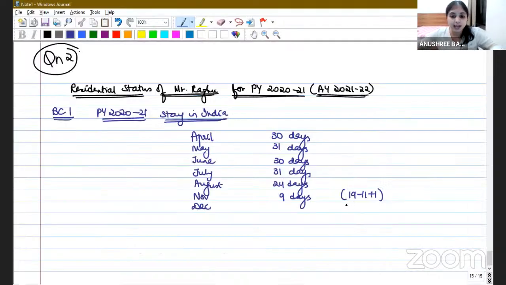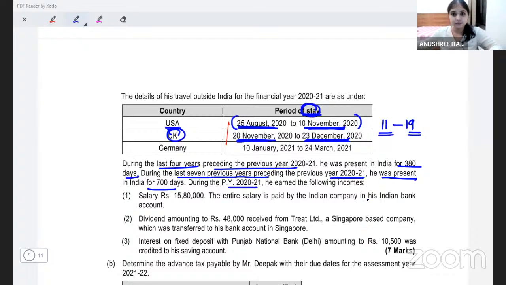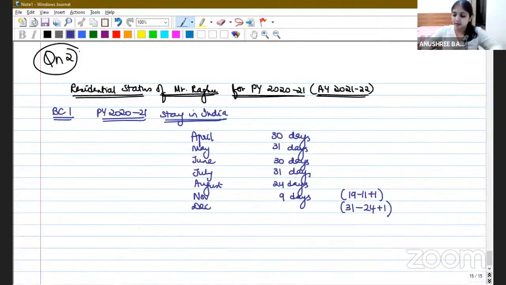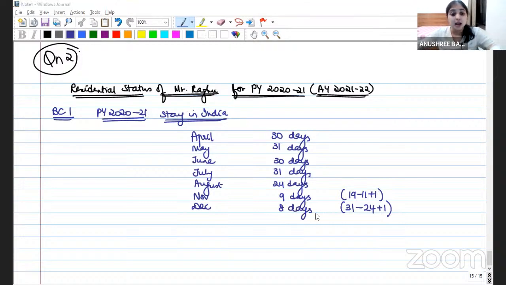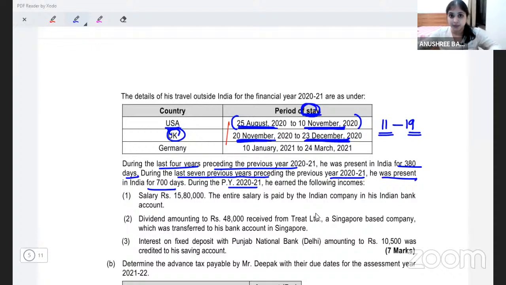Okay. So here I will calculate like this. So total 31 days in December. He is coming to India on 24th and plus 1. Why plus 1? To include 24th also. From 24th onwards, 24, 25, 26. From 24th onwards, I will count in India. Okay, so 31 minus 24 plus 1, December, I will have 8 days. Is this clear? Are you all following?